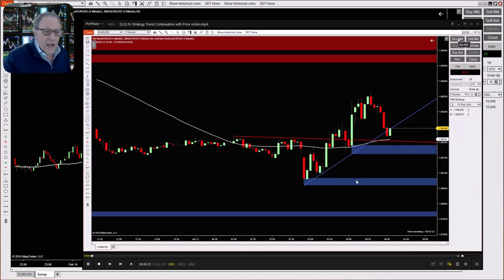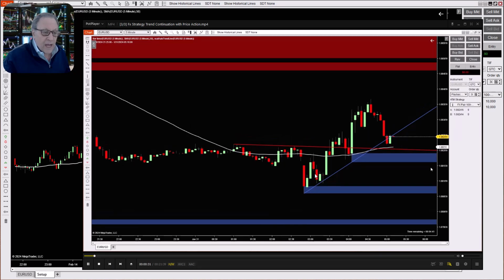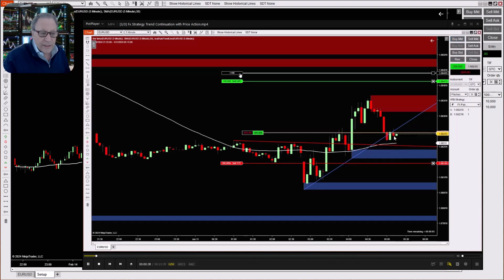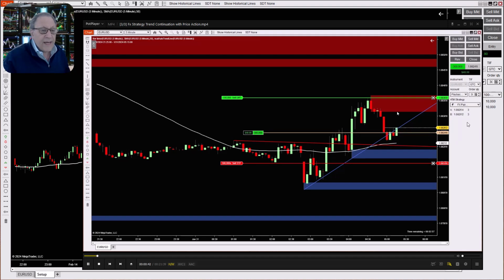Okay, here we've got some live action in a Euro USD pair. And as you can see, we've established that we've got a trend. We've got high, higher low, higher high, higher low, higher high. We had a nice retracement back to the trend line, pretty close to the band. For the sake of this, I wanted to make sure and get in, and we entered with 3 contracts.